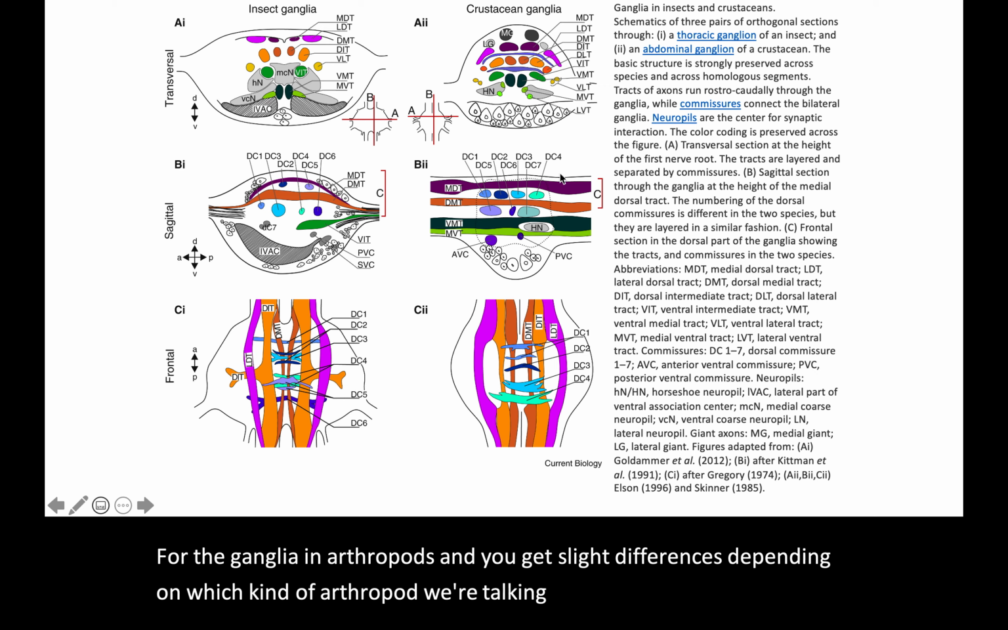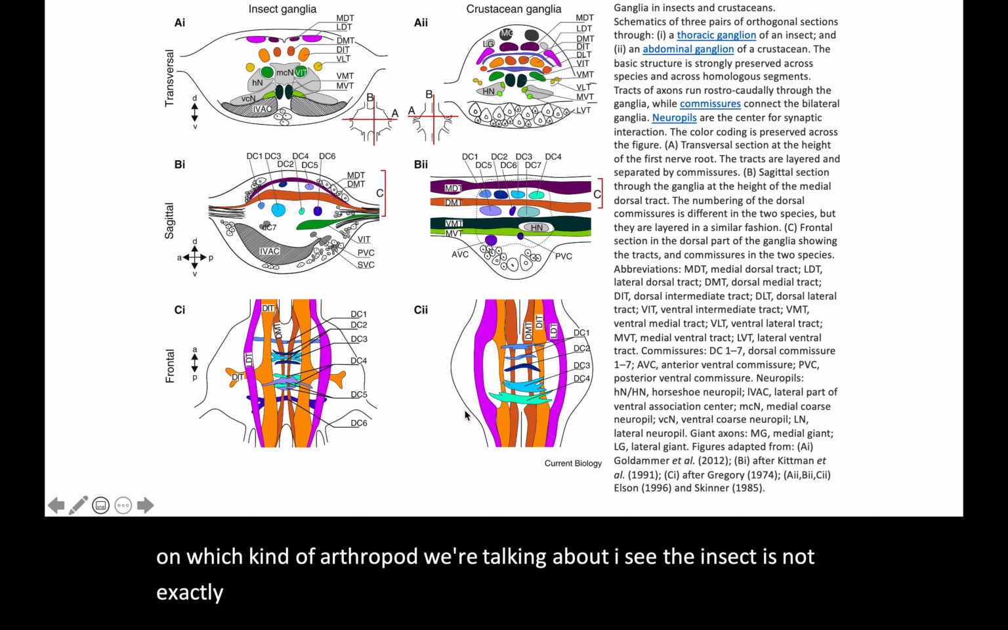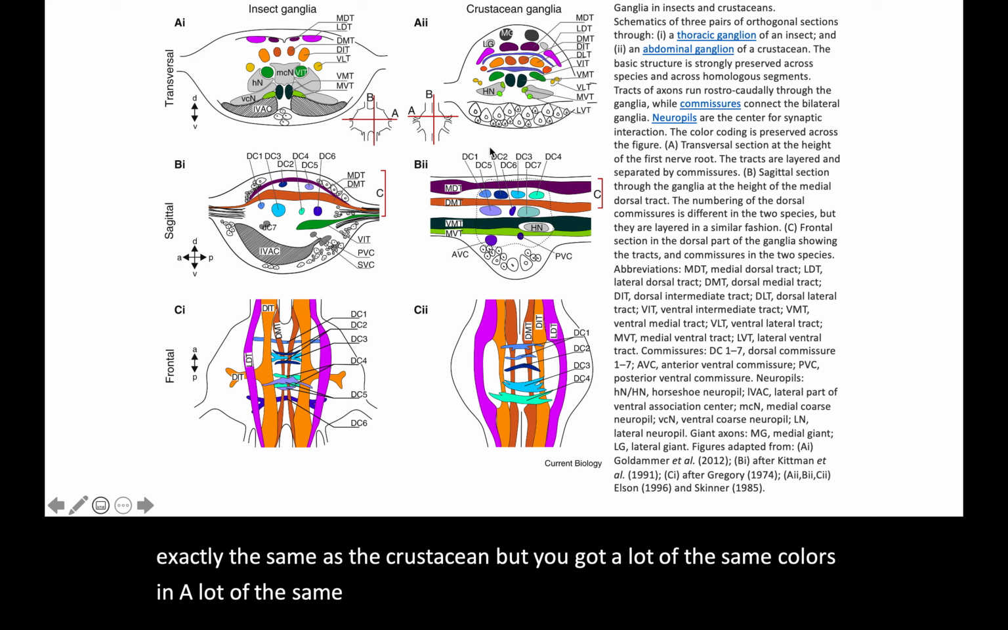And you get slight differences depending on which kind of arthropod we're talking about. You see the insect is not exactly the same as the crustacean, but you've got a lot of the same colors in a lot of the same places. And generally, yeah, it's pretty similar. And you can tell these guys are related.